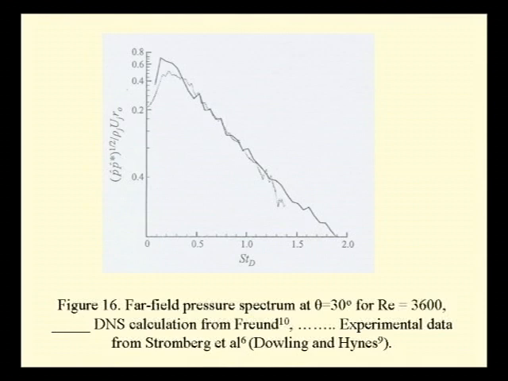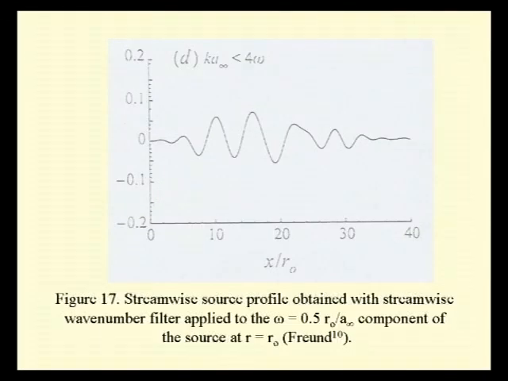So I think I'm coming to the end of it. This is Freund's DNS studies. Again, he finds 0.2, which suits what I'm saying. But it is DNS studies. This is from, again, the recent review article.